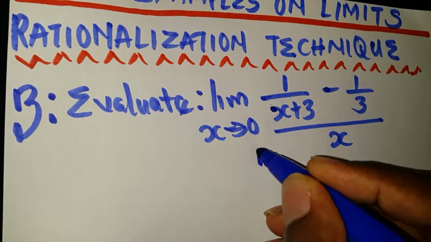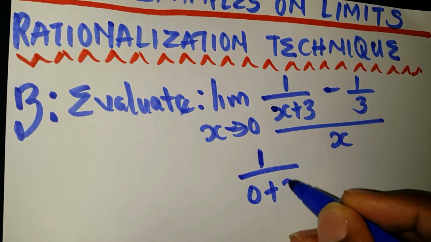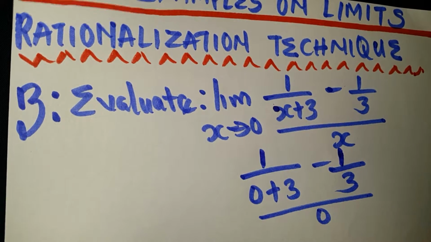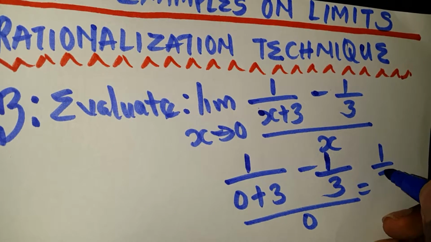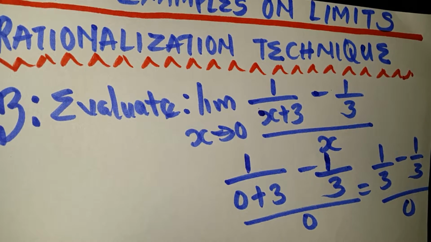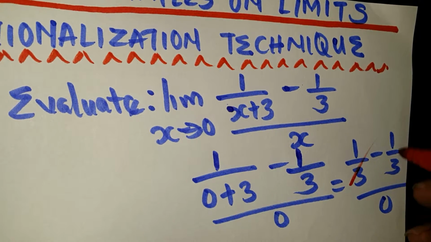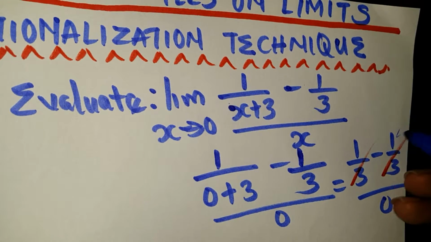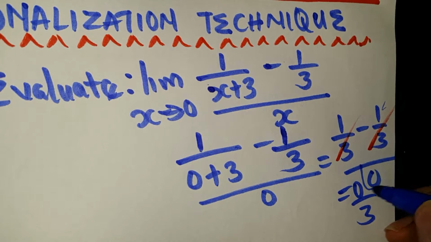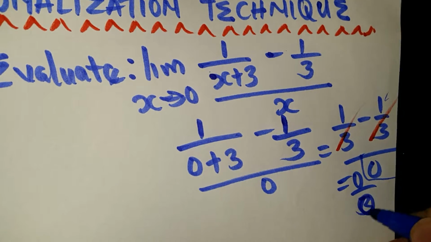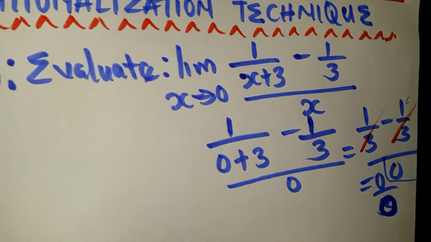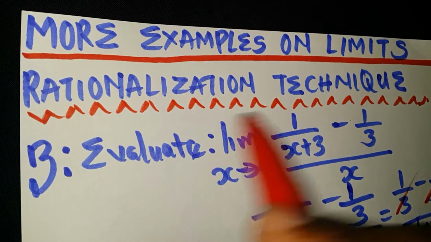If we put 0 here, we have 1 over 0 plus 3 minus 1 over 3, divided by 0. So we have 1 over 3 minus 1 over 3, divided by 0. So we have positive 1 over 3 and negative 1 over 3, they will cancel. So as you can see here, our answer will be 0 divided by 0. So we cannot leave our answer like this. We have to use this technique called rationalization.